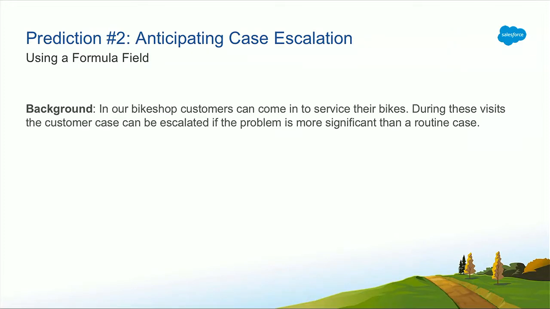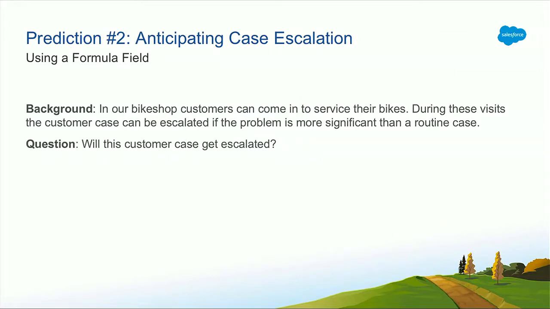But imagine in our situation, we have our bike shop, and in addition to selling bikes, we also have the option of servicing them. So that means a customer can come in with a bike that they previously purchased and want to get it serviced. And this can be a routine case, or something may have gone wrong, or for some reason this is more important or higher priority, and in that case, we would need a customer escalation. So customer cases that come in, they can become escalated.